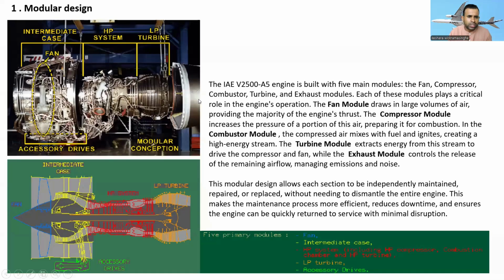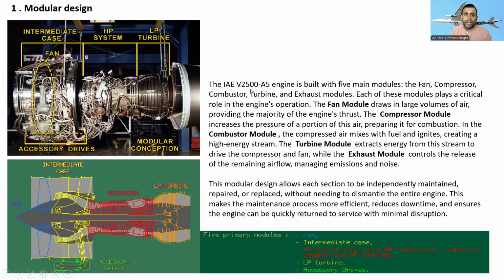You can see the real picture of the engine here. This is the fan. This area we call the case. This is the accessory drives, and this is the high pressure system. Here is all the high pressure system, and here is the turbine section, the low pressure turbine. This is called the modular conception. This is the intermediate case. The blue color is the fan, and the yellow color is the intermediate case. The green color is the accessory drive, the red color is the high pressure system, and the amber color is the low pressure turbine.